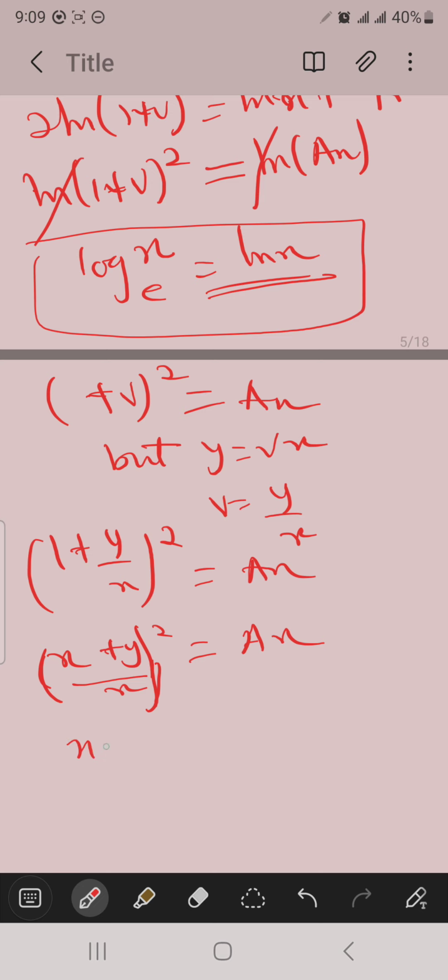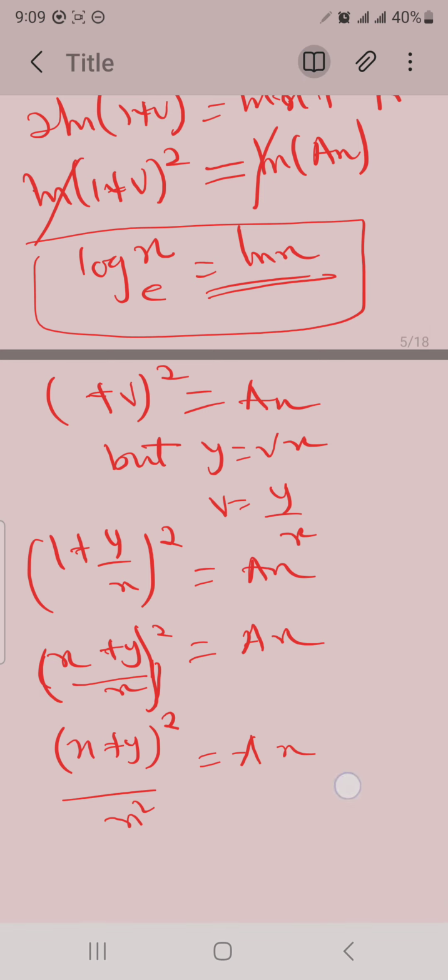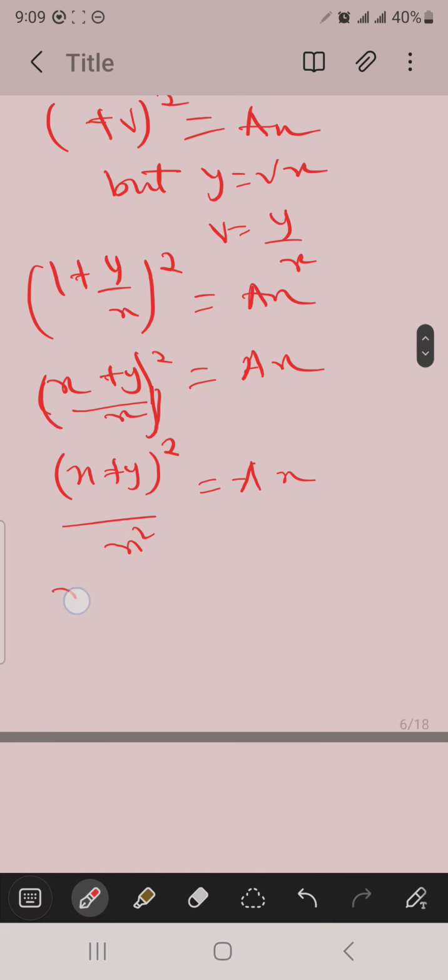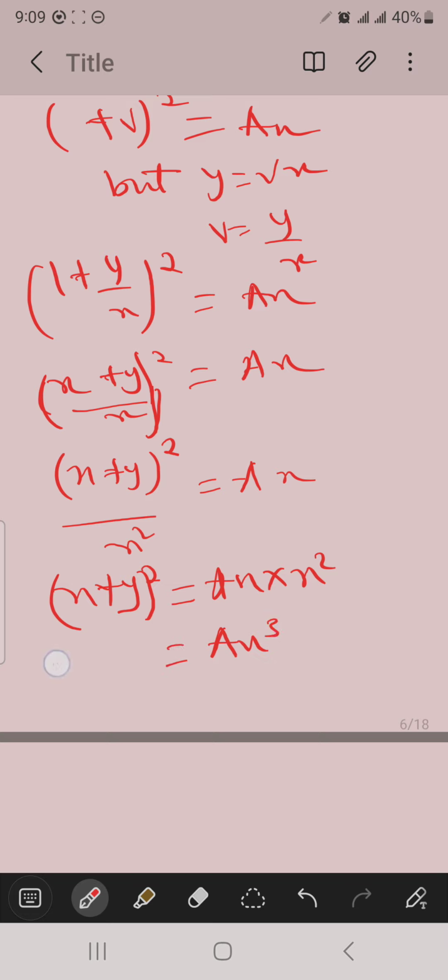This one will now be x plus y all squared over x squared equals ax. So this one will now turn to x plus y all squared equals ax multiplied by x squared. When this one comes here, this will now be ax cubed equals x plus y all squared. And this is going to be the answer.